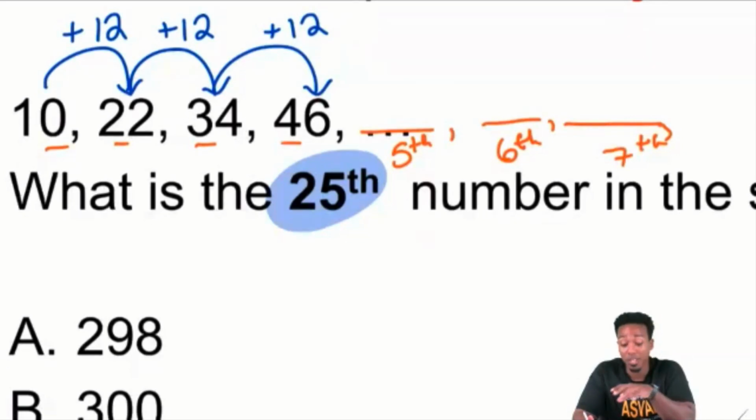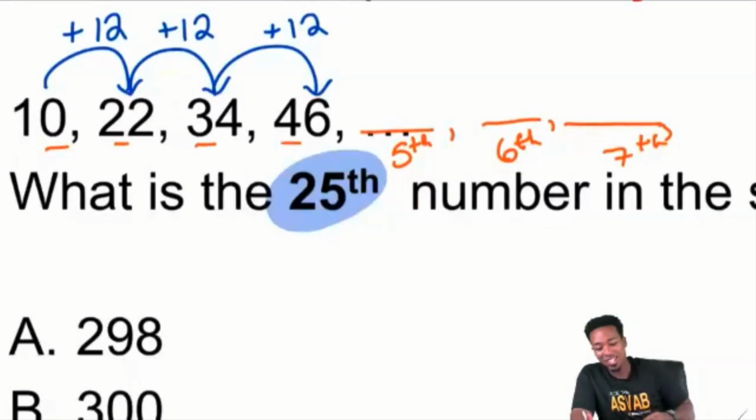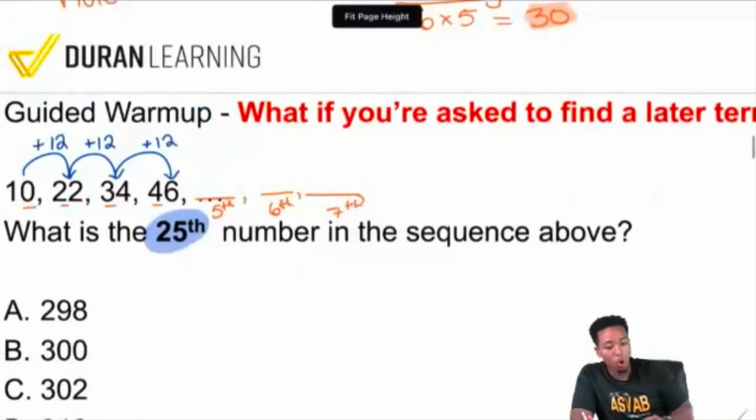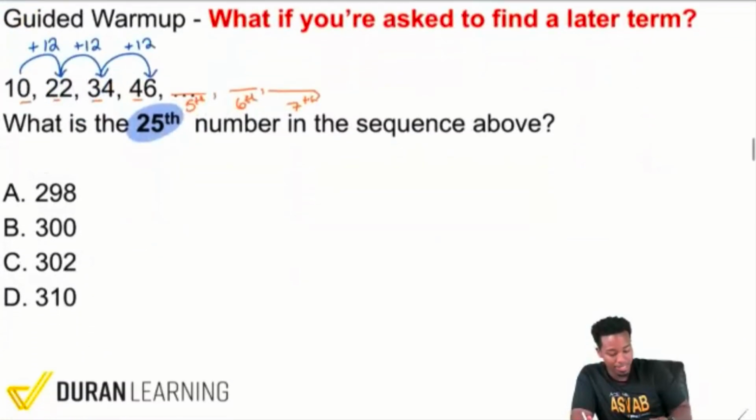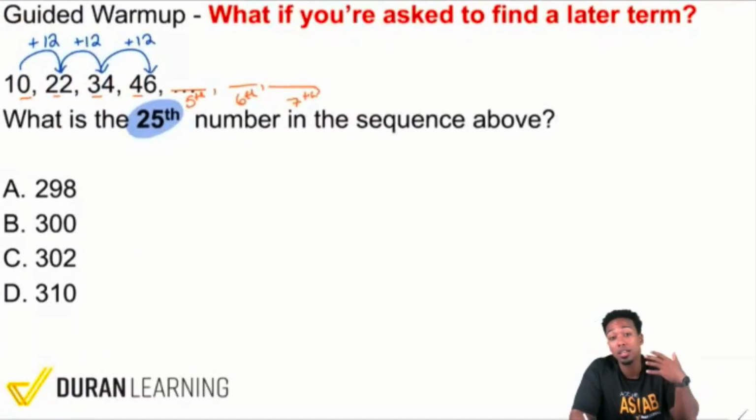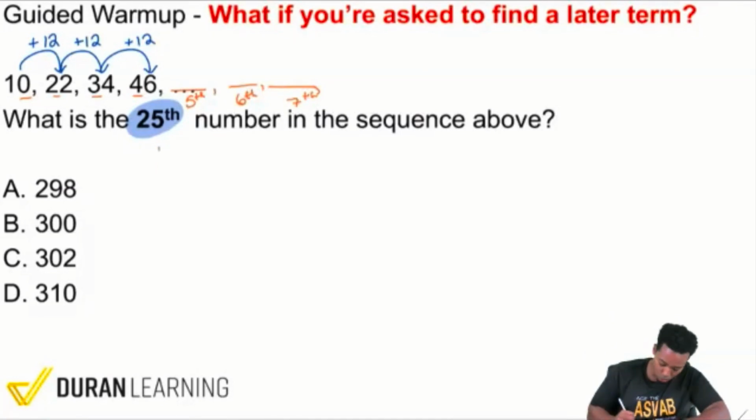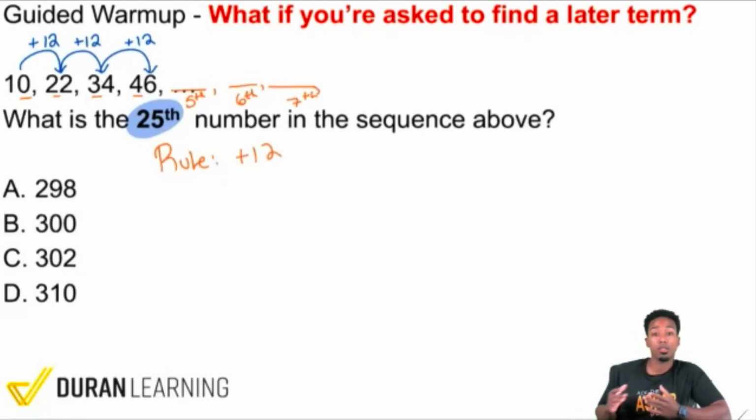Okay, so some people did try it and they realized like, oh, no, this is going to take way too long, right? And so that's the thing. We don't want to compromise the time that we have. On the ASVAB, you are timed. We want to make sure we're doing things in the most effective way possible. So the things that we do know here is that the rule is add 12. Okay, so here are a couple of different things that we can do.